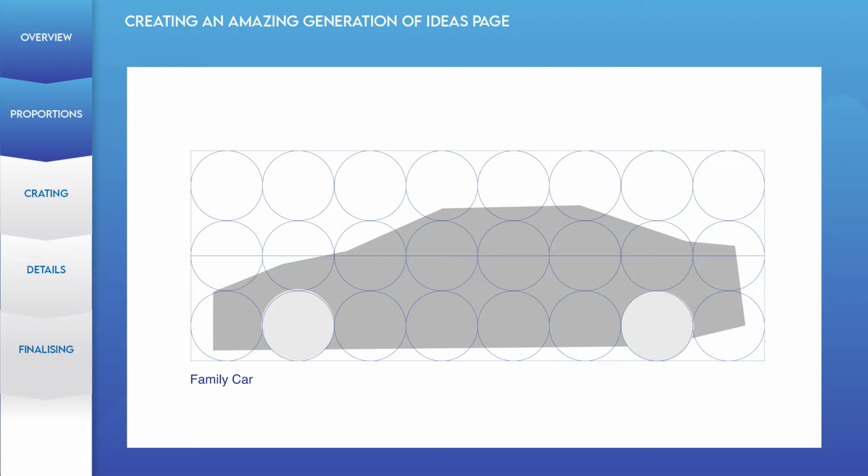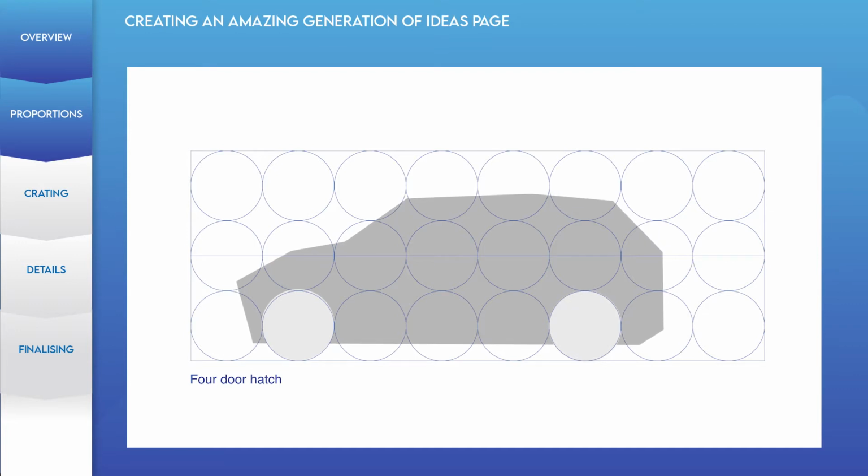So if we shuffle that across now to a 4-door hatch, we've got only 3 wheels between the wheels now. The car's a little bit taller, so proportionally the wheels are smaller compared to the car. So you can sort of see how that changes.